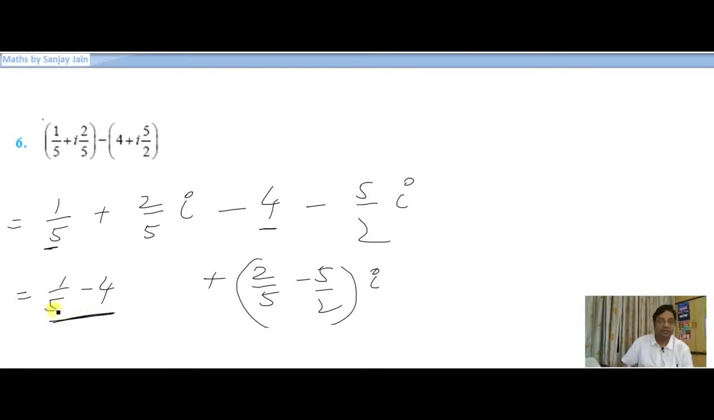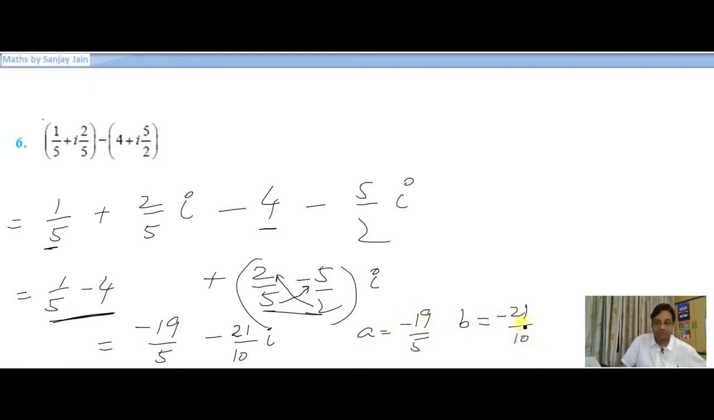And what is this? This will be 20, so 1 minus 20 is minus 19 by 5, and then this will be 4 minus 25, so minus 21 upon 10 iota, right? 2 into 2 is 4, and then minus 25 gives you minus 21, divided by 5 into 2, which is 10. Alright, so A is equal to minus 19 upon 5, B is equal to minus 21 upon 10.